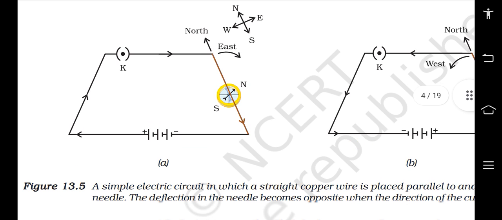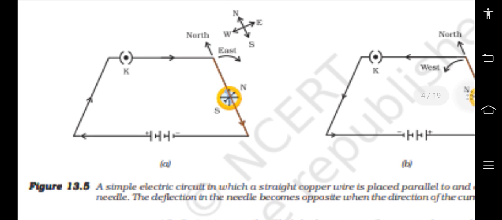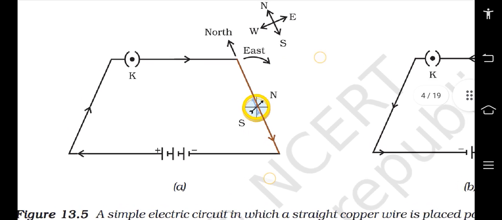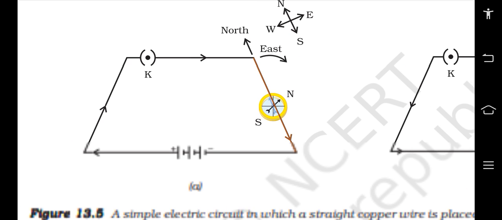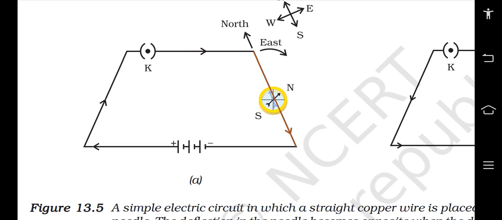Then in this figure you see here, they have given two figures, A and B. First we can understand figure A. In this figure, they placed one circuit in the direction of north and south. Have you seen the red part of this circuit in figure A? This red part they have already placed in the north-south direction, and over it they placed one compass also.